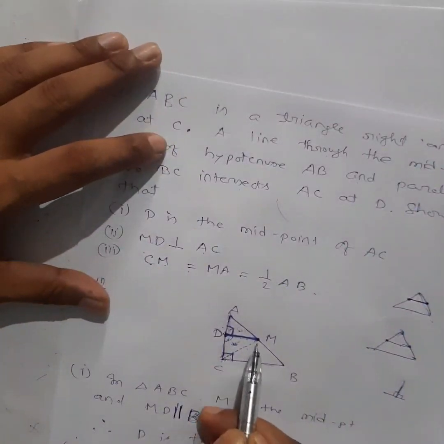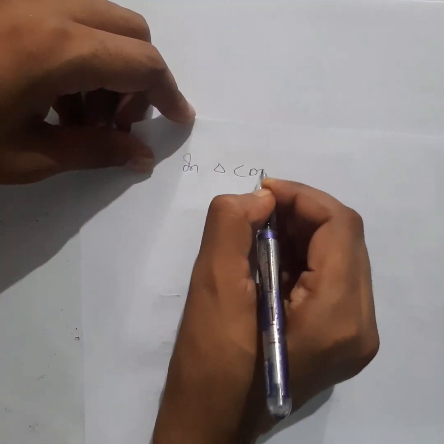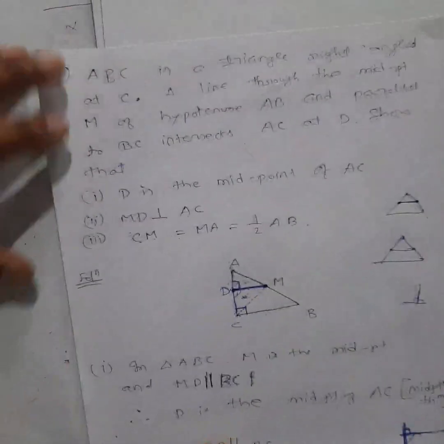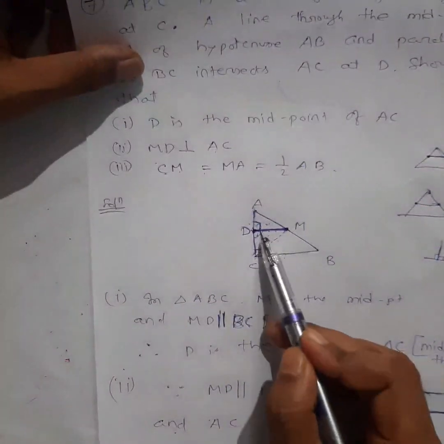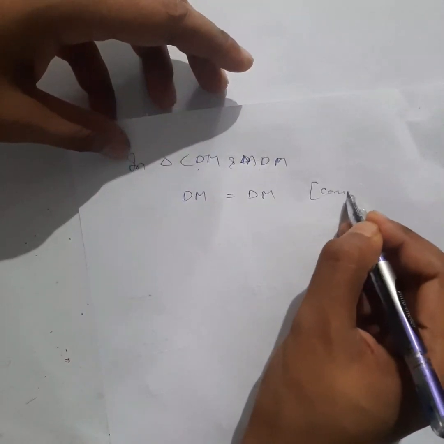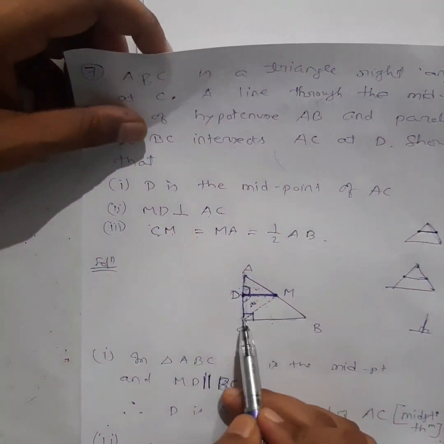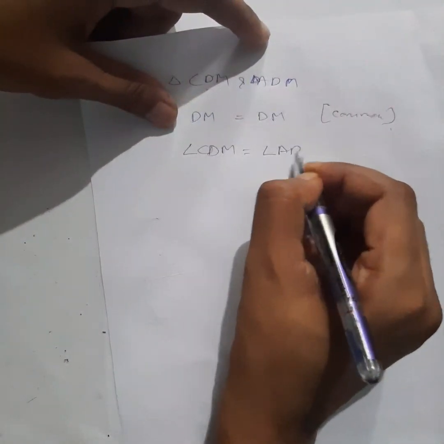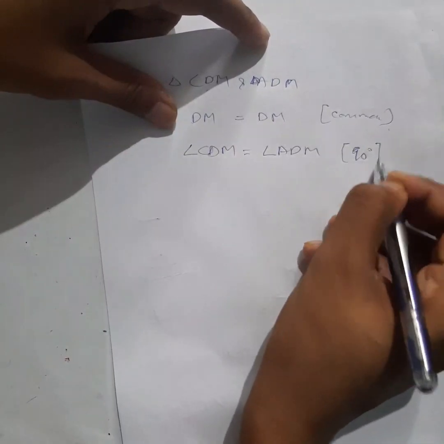In triangle CDM and ADM. What I can write here? DM is equal to DM. Common. In this triangle, DM is side. In this triangle also, DM is the side. So common. So obviously they will be same. Next, angle. From these triangles, you can see this angle and this angle same. So angle CDM is equal to ADM. Why? Both 90 degree.